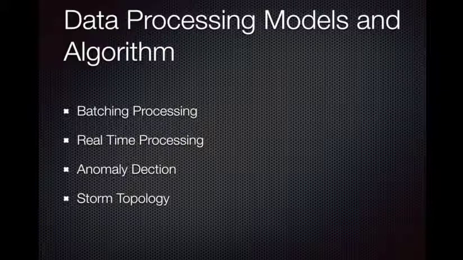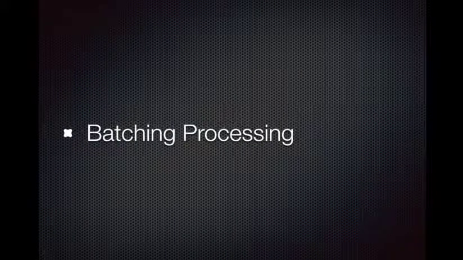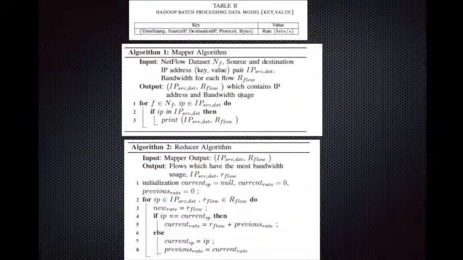These two processing paths also involve different aspects such as anomaly detection as well as different Storm topologies for the top N algorithm. In detail, about the code in batch processing, in the mapper part, we input the NetFlow data and analyze the IP address and the bandwidth usage and retrieve only those two parameters. And the reducer part finds the top most usage of bandwidth and returns those IP addresses.